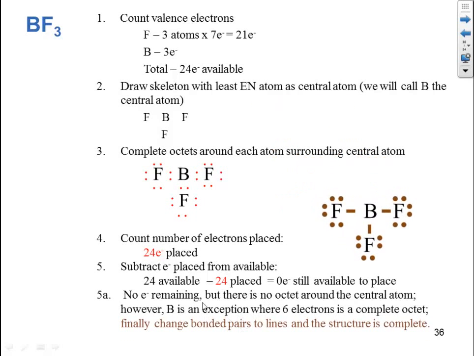Well, I have no electrons remaining, and there's not an octet around that central atom, but recall, boron was one of those exceptions where 6 electrons is a complete octet. So finally, what we're going to do is just take those bonded pairs and put our bonds. So here's my completed Lewis structure for boron trifluoride.